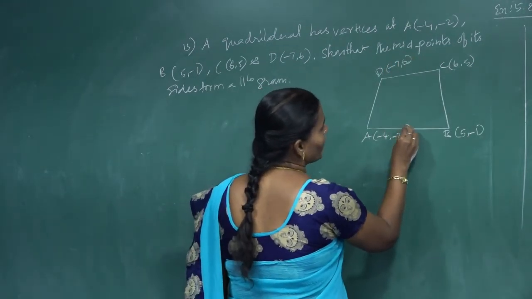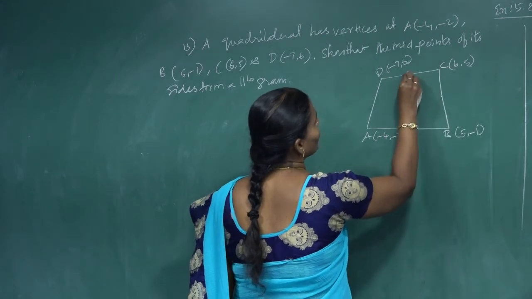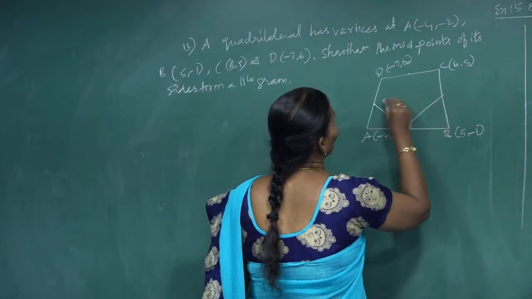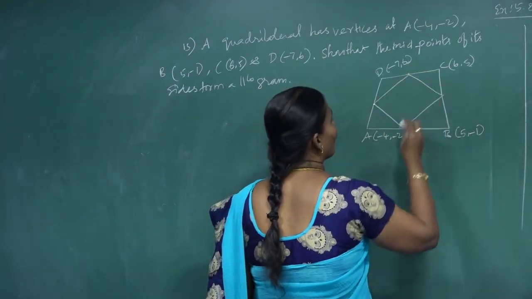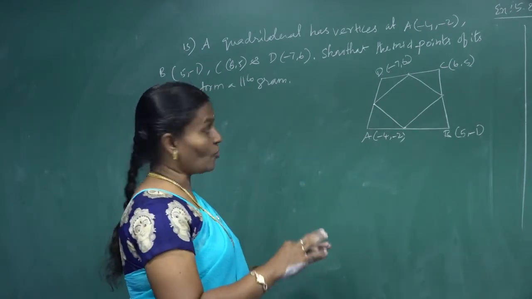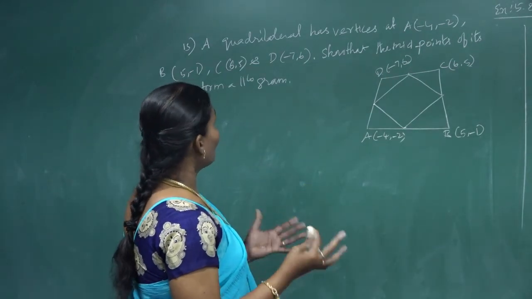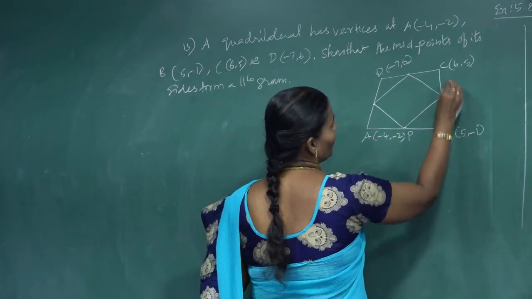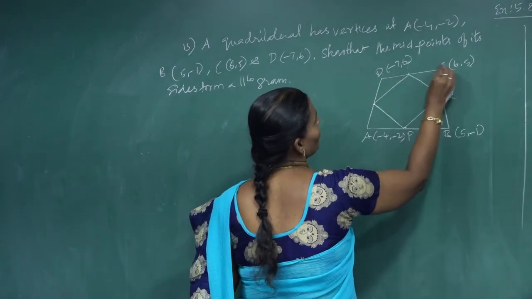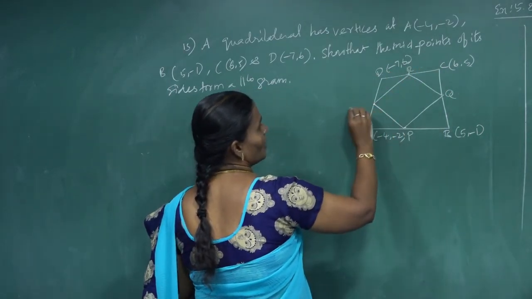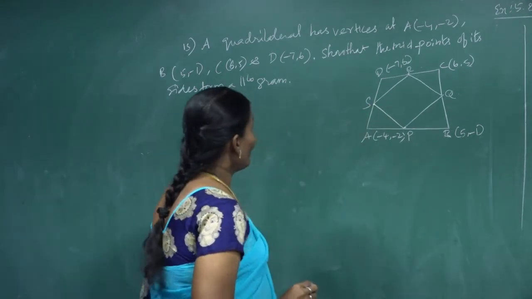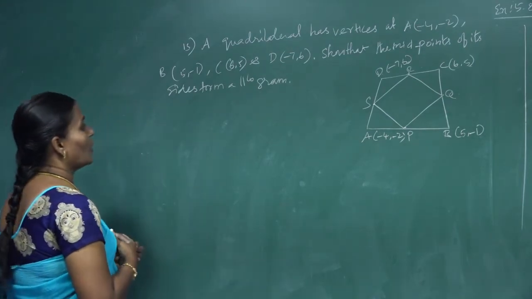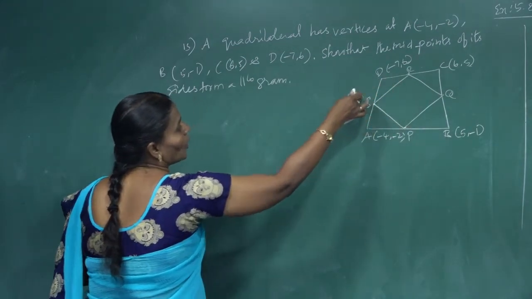The midpoints of sides form a parallelogram. You have to prove the midpoints of sides of a quadrilateral form a parallelogram. So you consider the midpoint of AB is P, the midpoint of BC is Q, the midpoint of DC is R, and midpoint of AD is S. Now what we have to prove? PQRS is a parallelogram. Now first you find out the PQRS points.